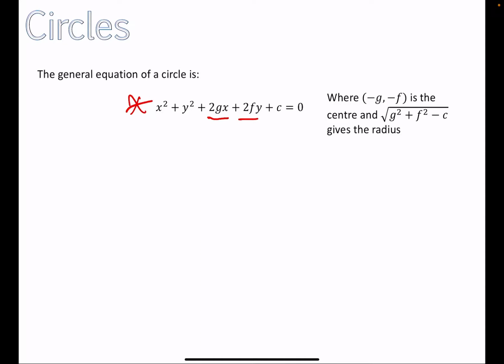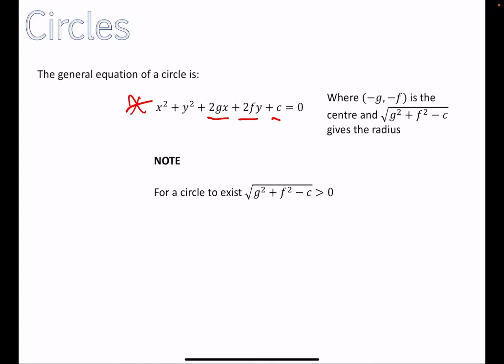Okay, and then you can use the two values along with the c value at the end to find out what the radius is. Okay, so this bit's important here, and this is quite often used as a problem-solving question. Okay, show why perhaps this isn't a circle. Show why this formula cannot be a circle.